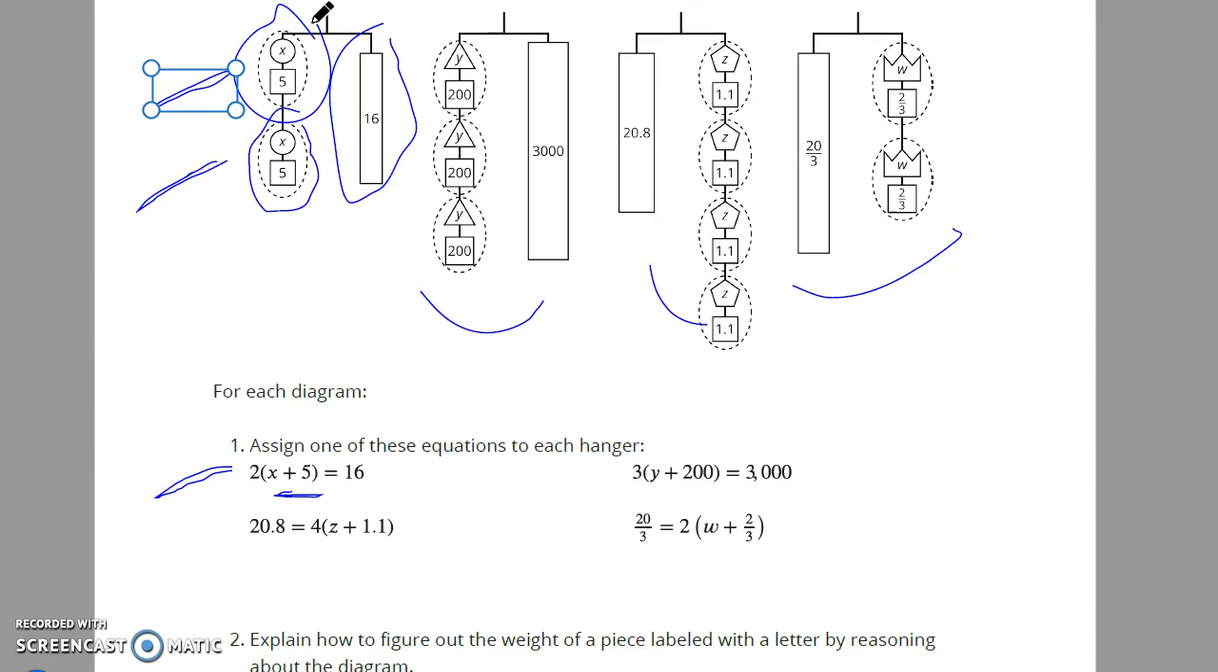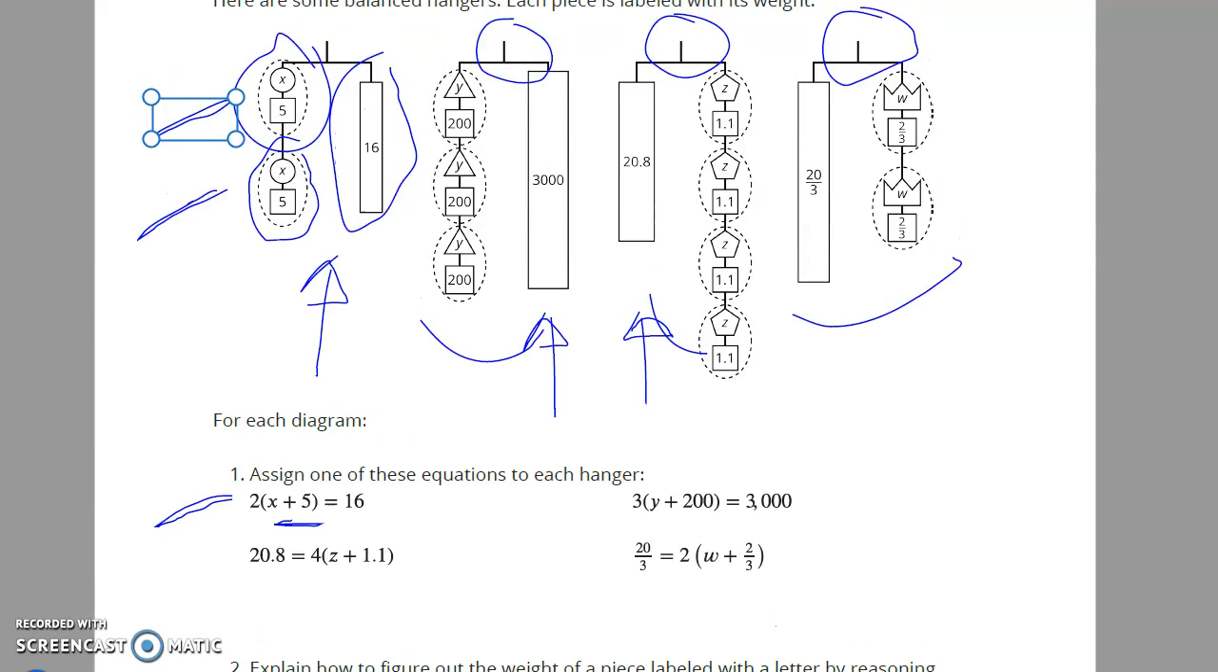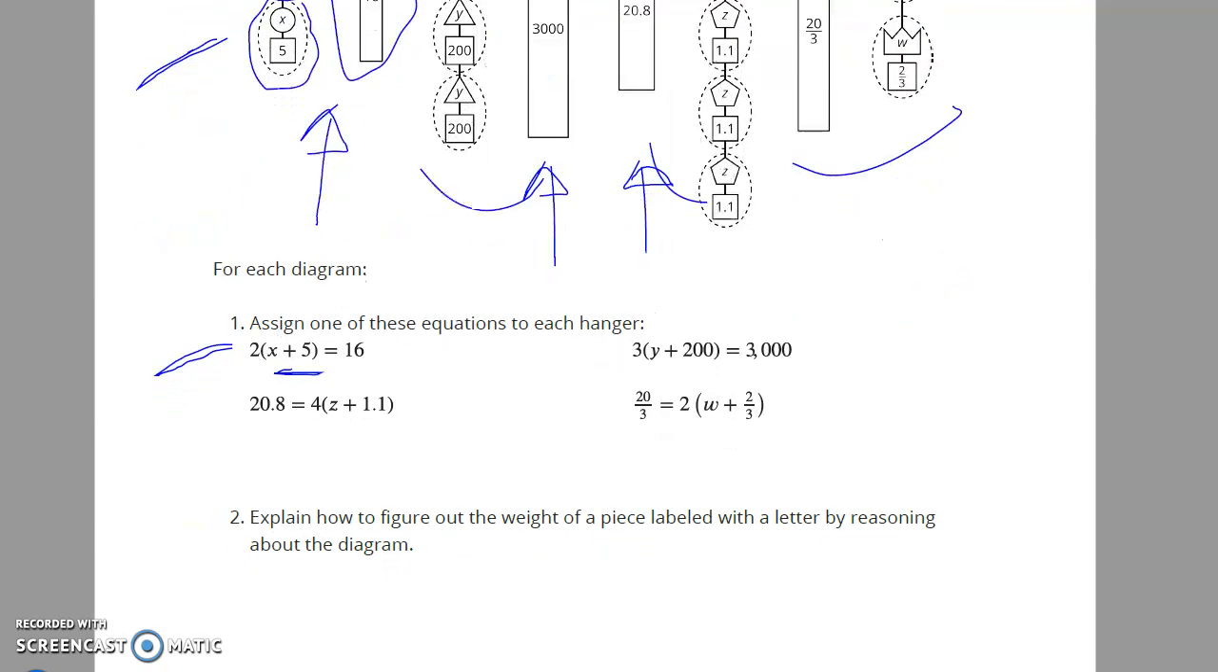And remember, the hanger line right here, these lines are the equal sign. For example, this one, 16 is on the right of the equal sign. Same with this one. For the last two, the 2.8 is on the left of the equal sign. Please remember that. Solve or pair up each one of those hangers.